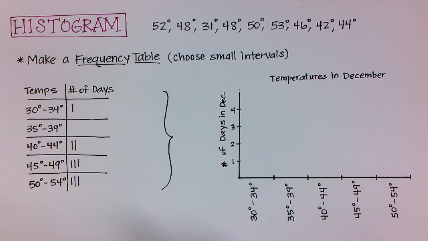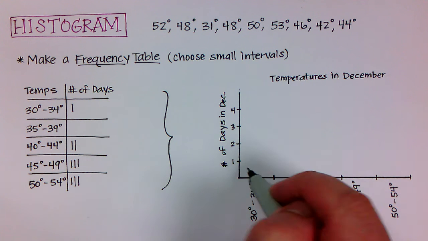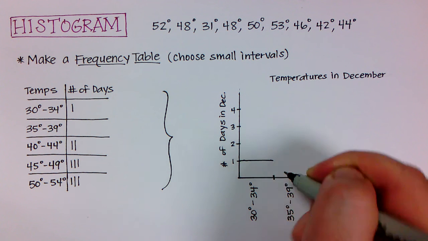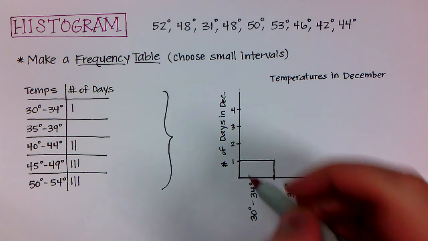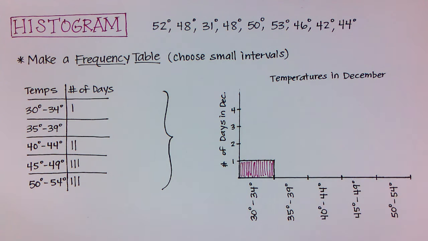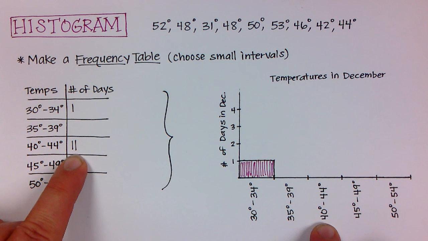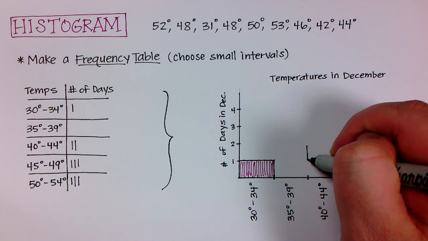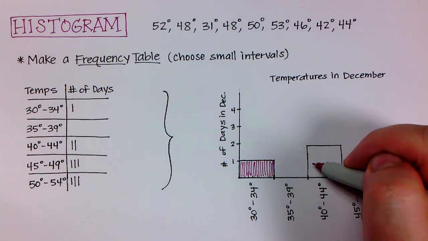So now what I'm going to do is, if I have one day in the range between 30 and 34, I'm going to make kind of like a, I guess, a little mini building that just goes up one step. Okay. And I would do some shading. Your shading is going to be a lot better than mine. The next interval, I don't have anything there, so I'm going to skip it. The next interval from 40 to 44 is going up 2. So I'm going to look, where's my 2? I'm going to draw my little building that's going up 2. And I'll shade that.